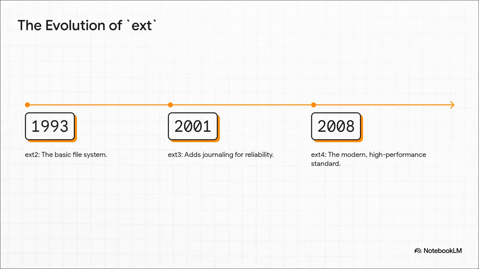And it's really evolved over the decades. It started with ext2 way back in the early 90s, then we got ext3 in 2001, and finally ext4 in 2008. And ext4 is pretty much the gold standard today. Each step in that evolution brought a massive improvement.